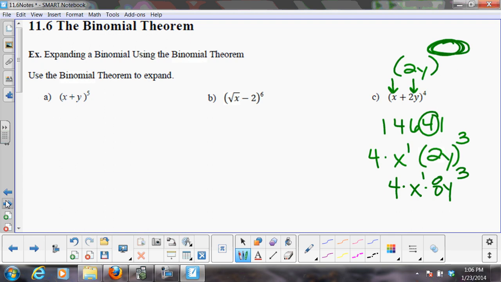So that's what that becomes. So this is actually 32xy cubed. Okay, be careful of this. That's where I see the most mistakes. All right, we're going to do this middle one though.